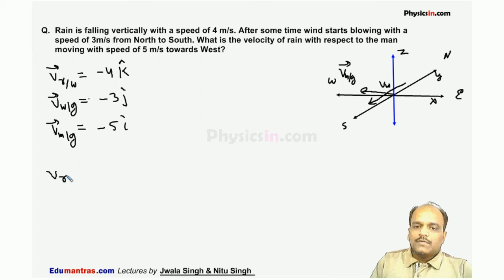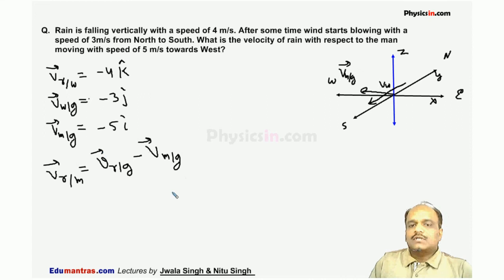So velocity of rain with respect to man can be written as velocity of rain with respect to ground minus velocity of man with respect to ground. So this is the velocity of rain with respect to man. The velocity of rain with respect to ground is not known.